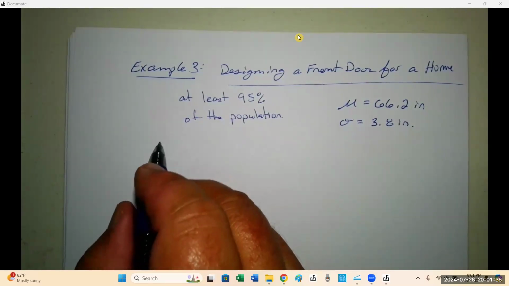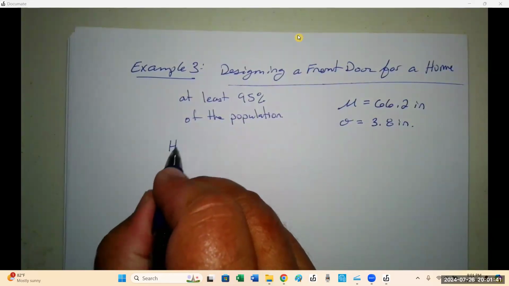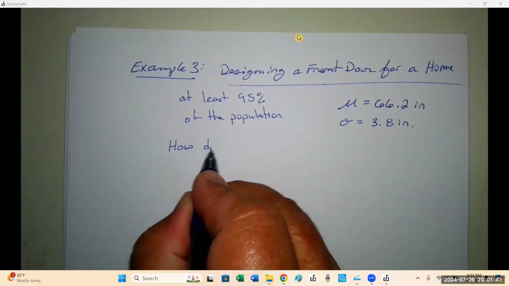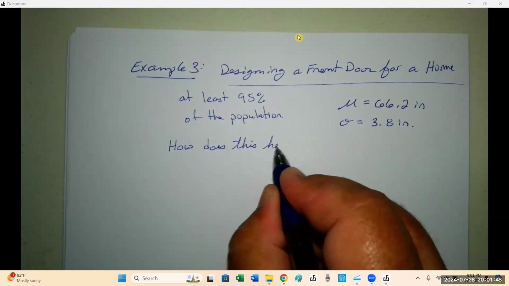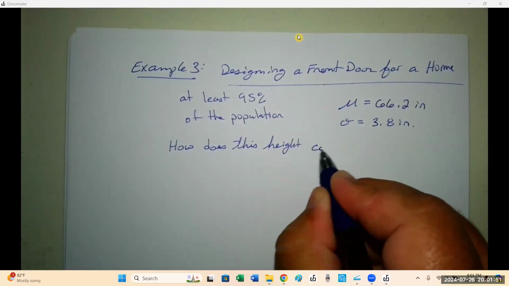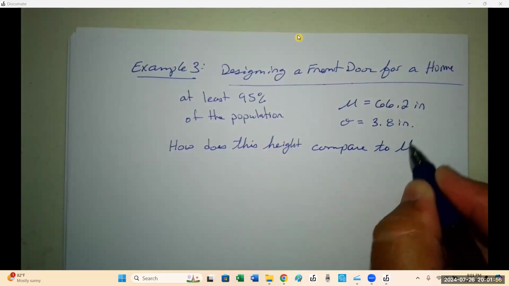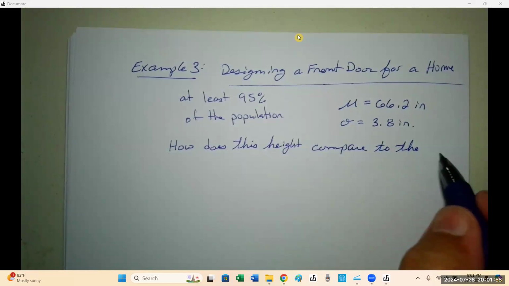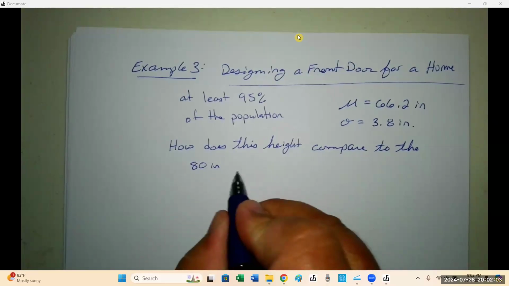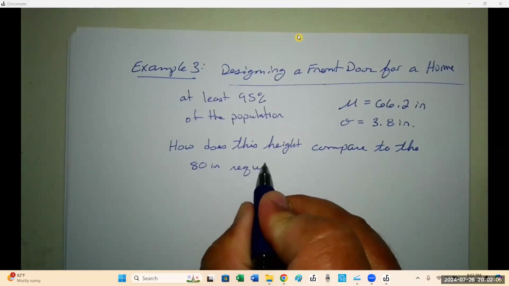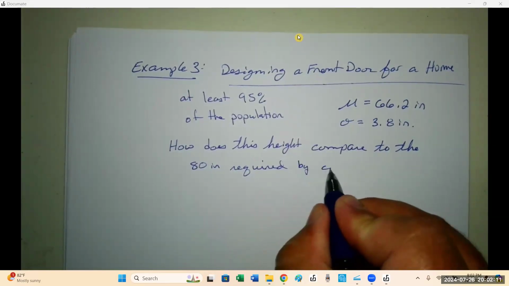It's asking, how does the result compare to the height of 80 inches? How does this height compare to the 80 inches required by code?